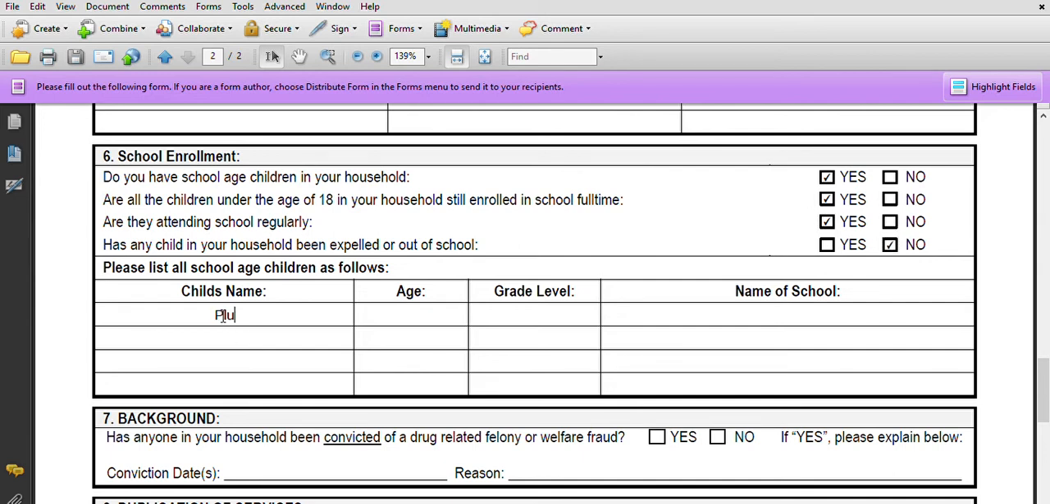So we're going to put Pluto Mouse. We're going to say his last name is Mouse. Age, Pluto is 16. And his grade level is, he's in 11th grade. He goes to Disneyland High School.